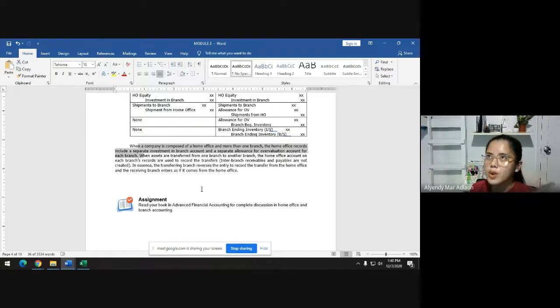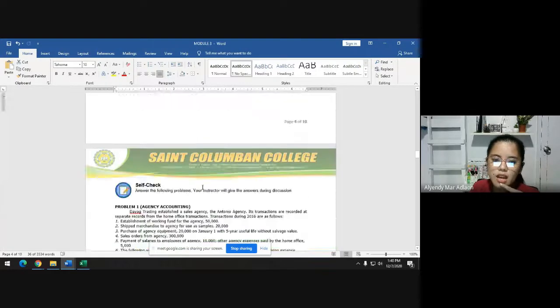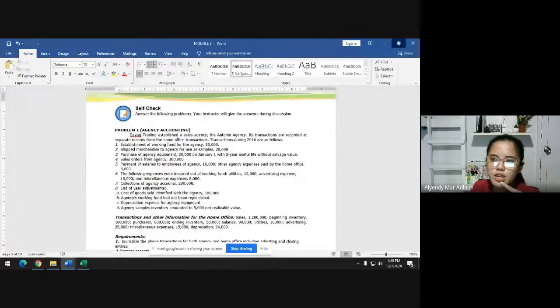Now, usually problems arise here if, let's say, the home office delivers merchandise, but instead of going to branch A, it was sent to branch B. So branch B needs to pass it on to branch A. So we might encounter a problem with the freight. What is the treatment of the freight? Okay, so we will pass through it later. Okay, so let's have this journal entry.